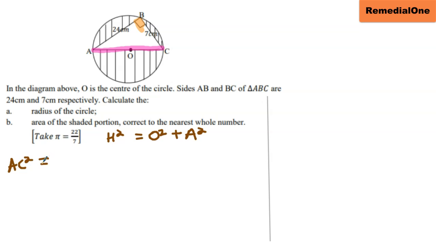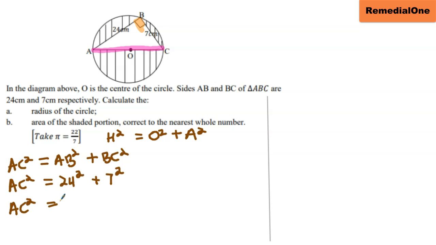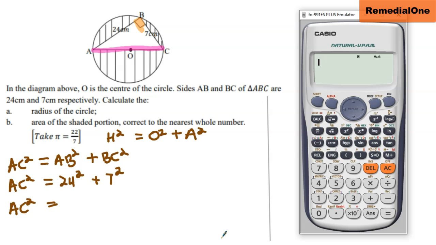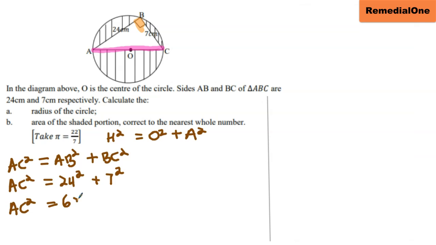AC squared must be equal to AB squared plus BC squared. The AC we don't know, but AB is 24, so 24 all squared, and then BC, which is 7, all squared. So we are looking for AC squared. The calculator is allowed. You can grab your calculator and use it. So 24 squared plus 7 squared will give you 625.